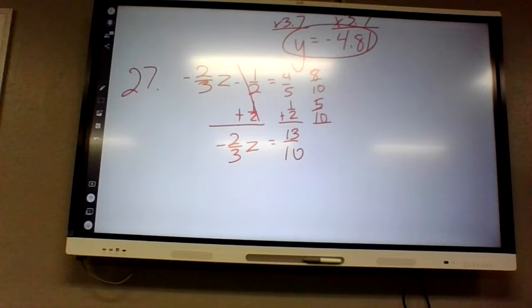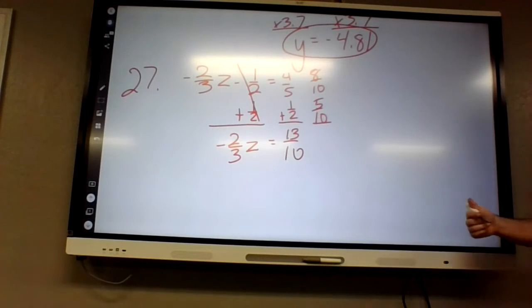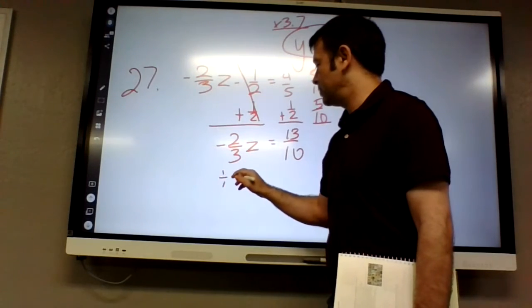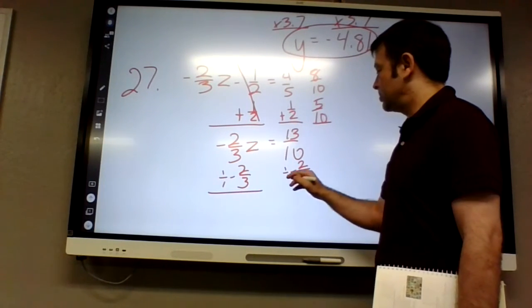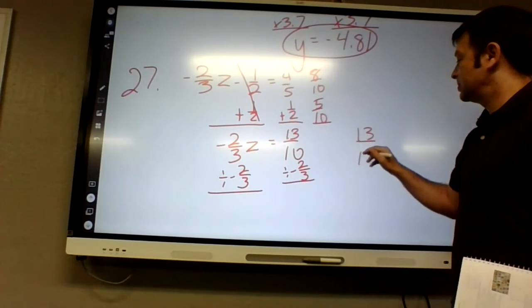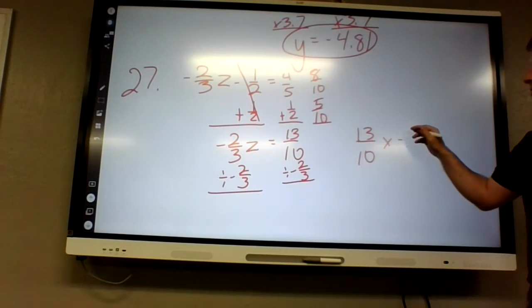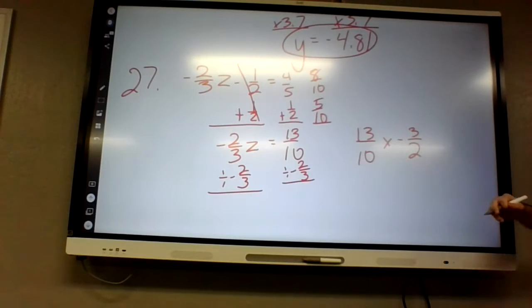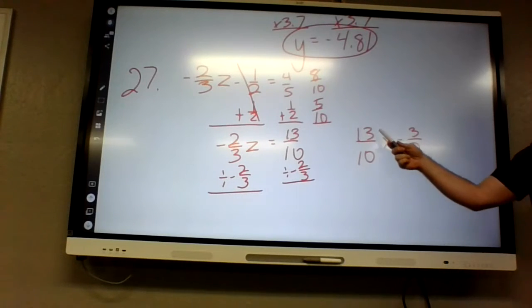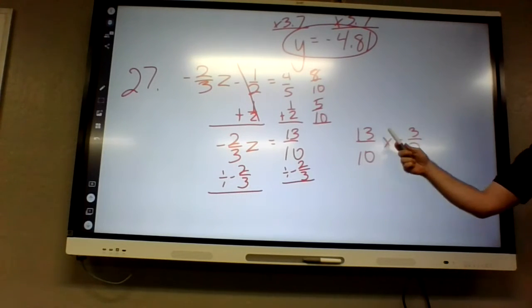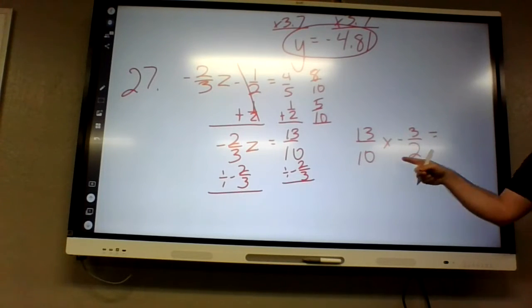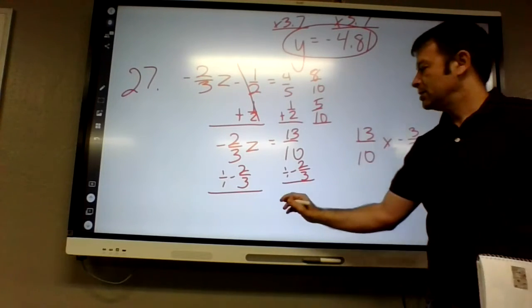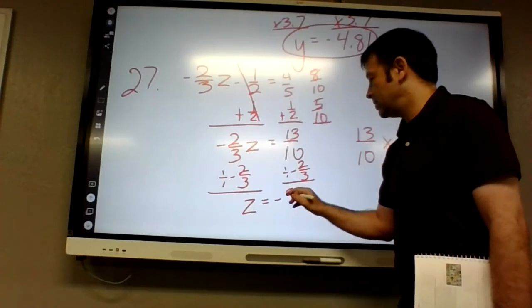Right, so on your calculator, you can plug in 13 tenths divided by negative 2 over 3. Or if you're doing it by hand or on a calculator, you could also plug in 13 tenths times negative 3 over 2. Since I'm doing it by hand, I have to do it this way. That doesn't reduce, so it's just top times top, 39, and 10 times 2, 20. So it's negative 39/20.